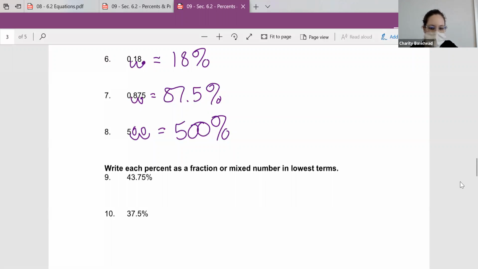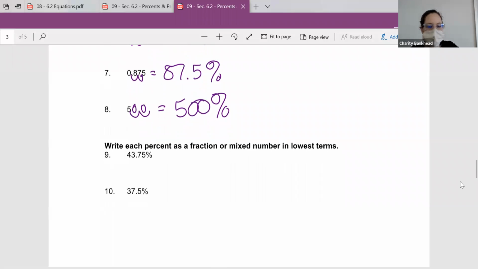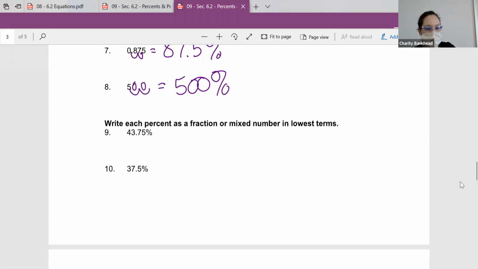Write each percent as a fraction or mixed number in lowest terms. Okay, so first I would change that to a decimal, and then I'll change the decimal to a fraction. So that would be 0.4375 for the decimal. And then to change that to a fraction, we have tenths, hundredths, thousandths, 10,000ths place. So this is going to equal 4375 over 10,000.